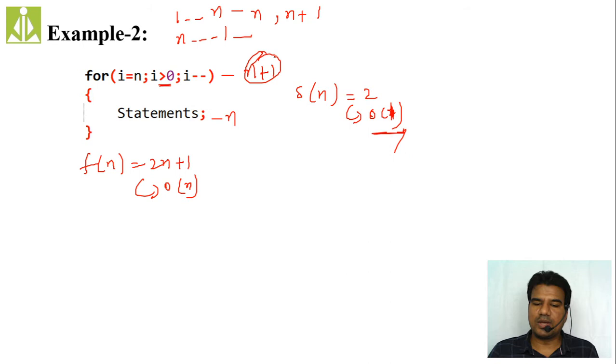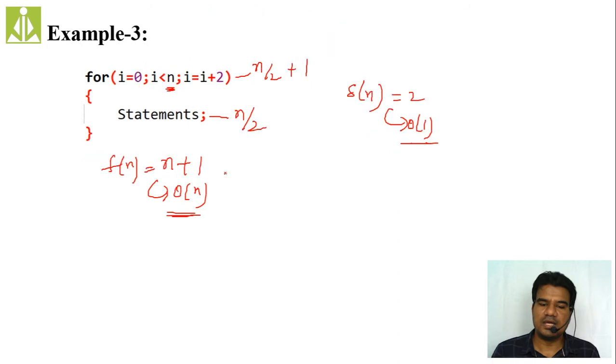And you consider only the internal statement, and as our internal statement is n, our order will become order of n only. Here also same thing. You can omit this particular thing. So as your internal loop will become n by 2, the function will become n by 2 and the order is n, so your function will become order of n only.